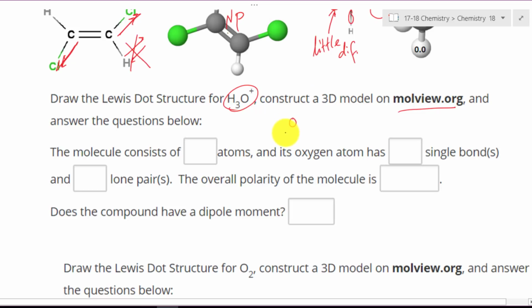We have oxygen in the middle, hydrogen. Of course, notice how I evenly space them out because I know electrons repel each other. And then of course I have 2 lone pair. I know this already, okay? And then I'm going to build this using the mobile.or.